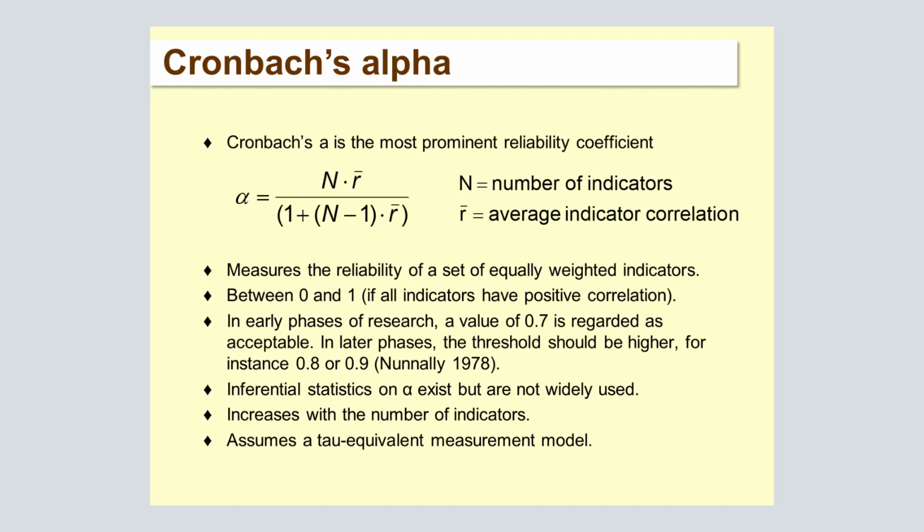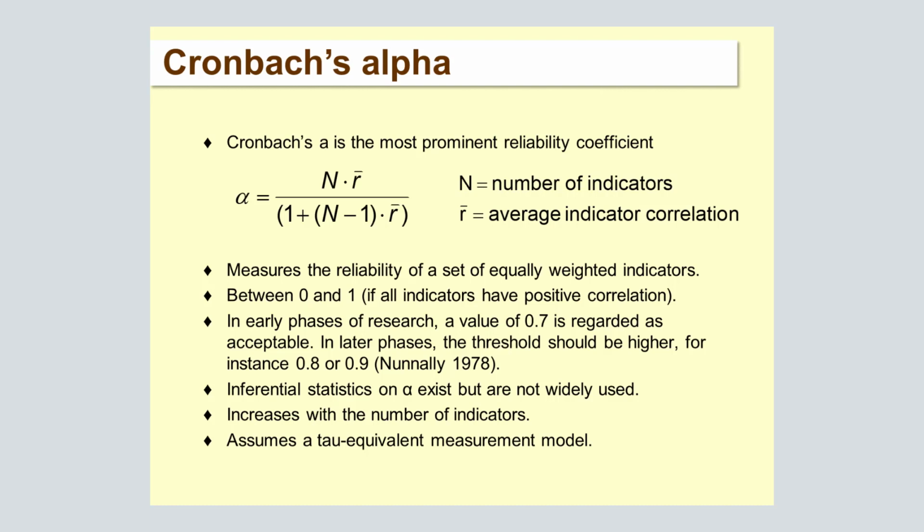Alpha has the characteristic that it increases with the number of indicators. Some people find this a disturbing behavior, but on the other hand, it makes sense because a test with only a few items has much more random measurement error in it than a test with many more items. So it makes sense that alpha becomes larger the higher the number of indicators. Finally, Cronbach's alpha assumes a tau-equivalent measurement model, which means that all indicators have the same amount of useful variance.